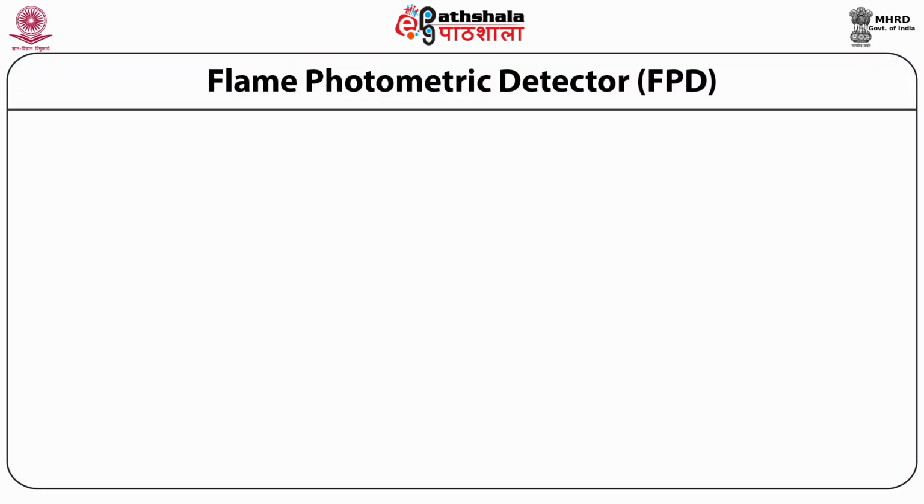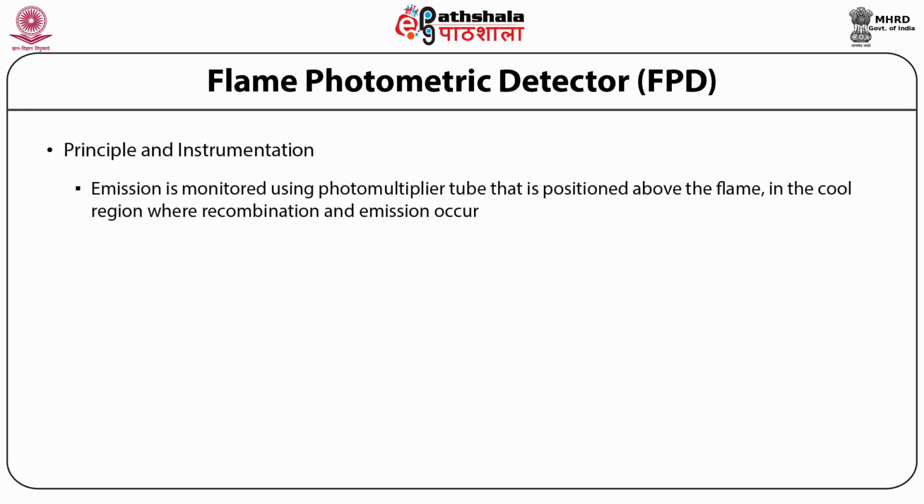Typically, the excited species that emit light include those from carbon, oxygen, phosphorus, and sulfur. Typically, flame photometric detector designs monitor emission using a photomultiplier tube, which is positioned above the flame, in a cool region where combination and emission occurs.